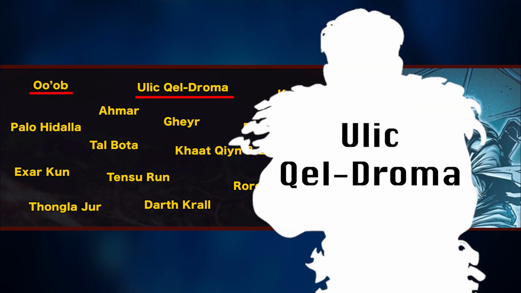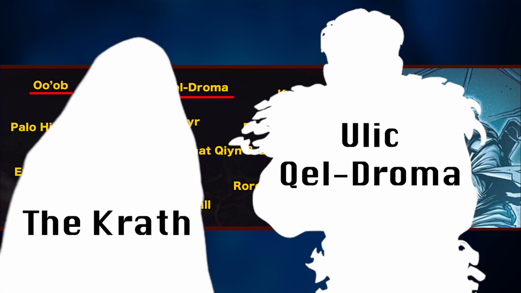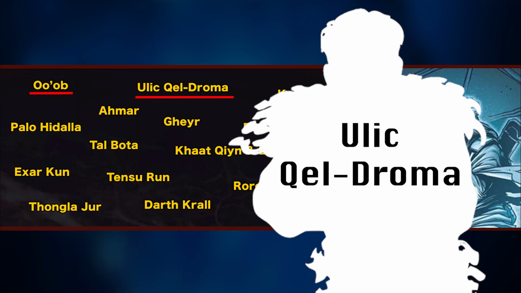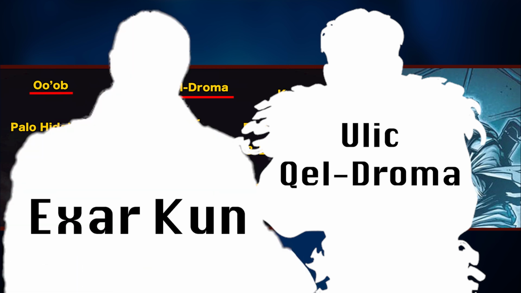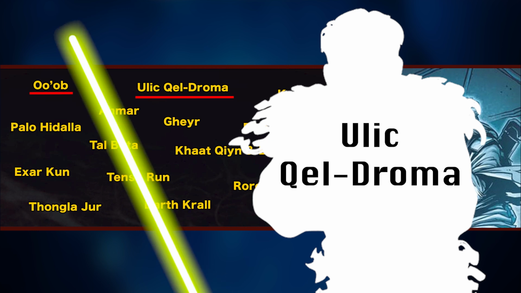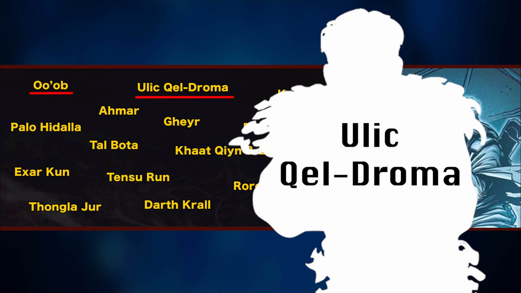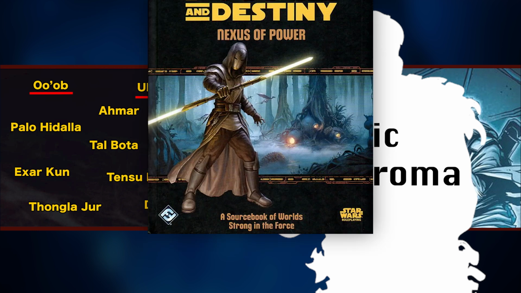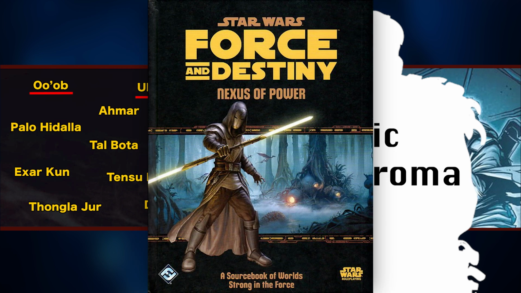After this is Ulic Qel-Droma. He was a Jedi Knight. According to myths, his master was killed by the Krath, and he volunteered to infiltrate and destroy the Krath. While doing this, he fell to the dark side on Empress Teta, and took over the Krath alongside Exar Kun. He was later redeemed, though, by being cut off from the Force. His lightsaber had a yellow-green blade. Ulic Qel-Droma has only been mentioned in Nexus of Power, which is a role-playing sourcebook.